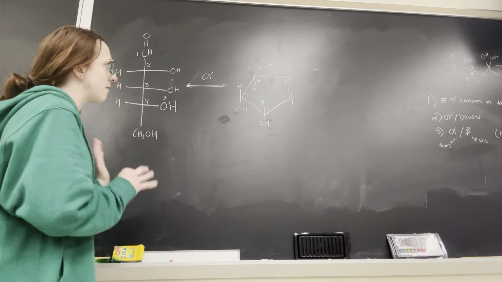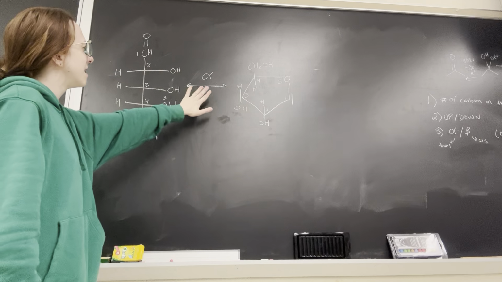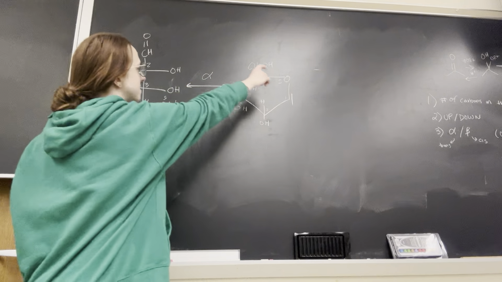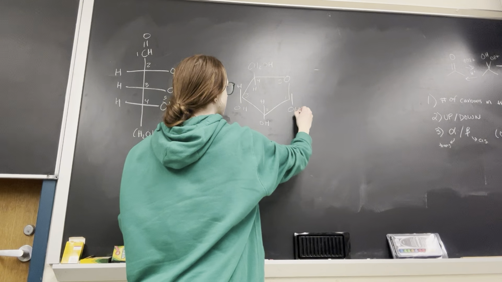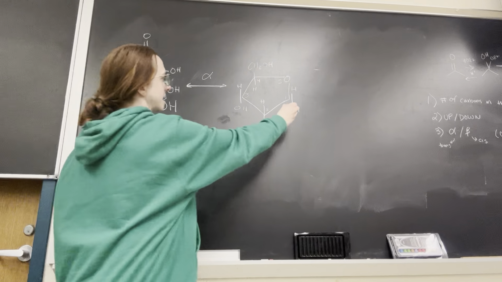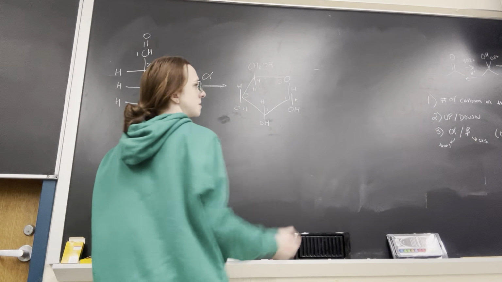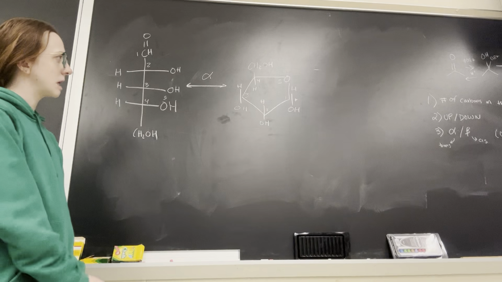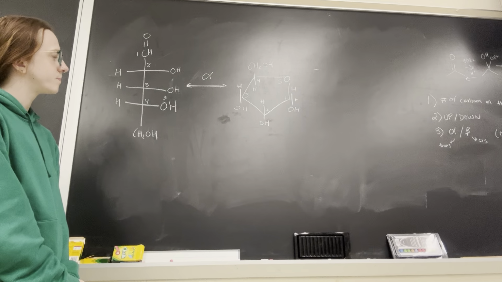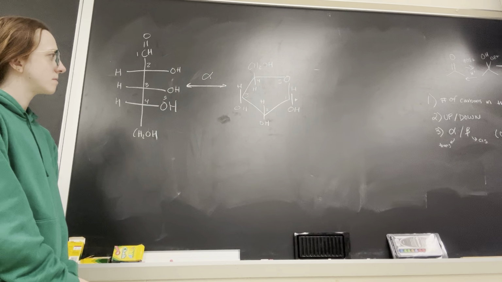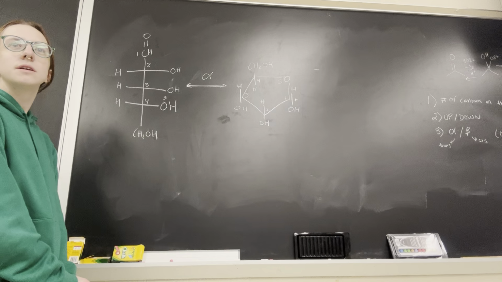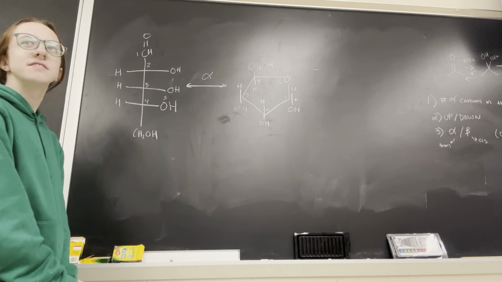Next we do alpha or beta. This one is alpha. And so it's gonna be trans. It's gonna be pointing down from the CH2OH. So you have your OH here, H up there. And I'm gonna star it again, just so we know that's the anomeric carbon. You guys have any questions? We can just keep doing practice.